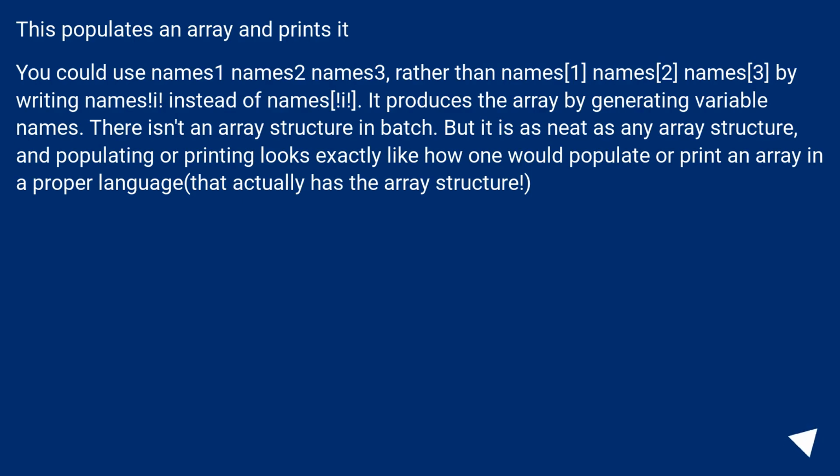This populates an array and prints it. You could use names1, names2, names3, rather than names[1], names[2], names[3], by writing names[i] instead of names%i%. It produces the array by generating variable names. There isn't an array structure in batch, but it is as neat as any array structure, and populating or printing looks exactly like how one would populate or print an array in a proper language that actually has the array structure.